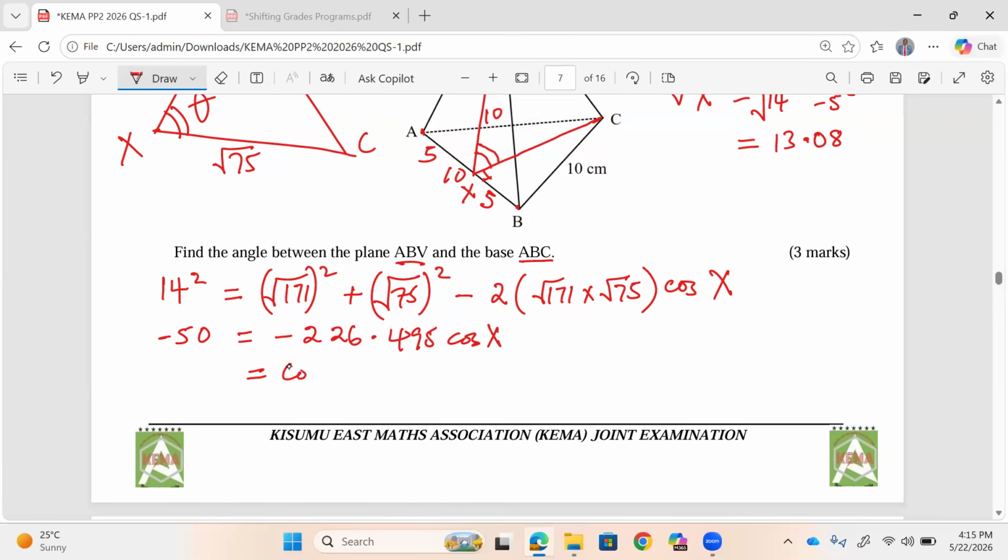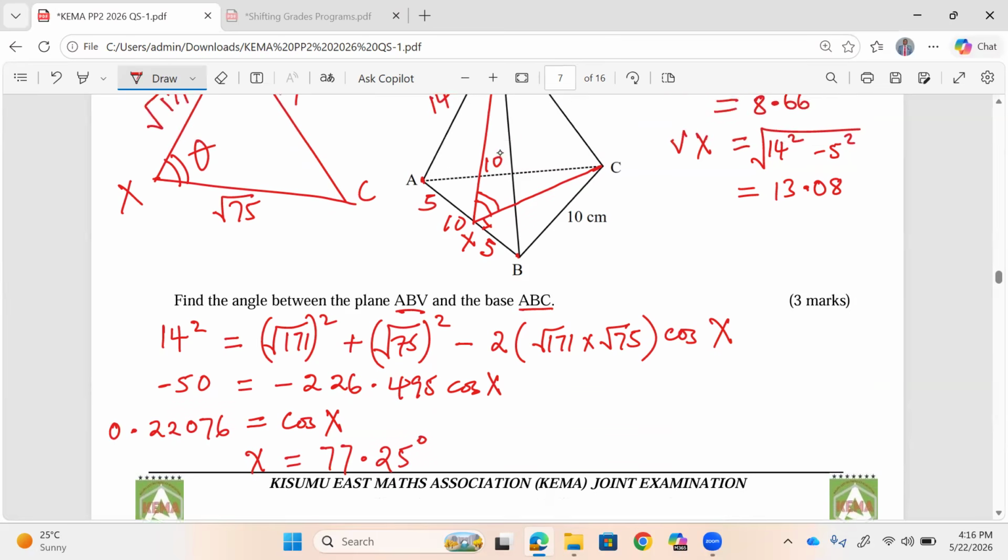Can I remain with cosine of X by dividing through? So I will start with negative 50, divided by this value. So I'll get 0.22076. If I have to get X, then I work with the cos inverse. So shift cos, 77.25. That is the value of the angle.